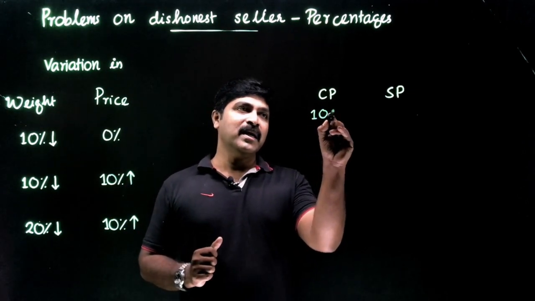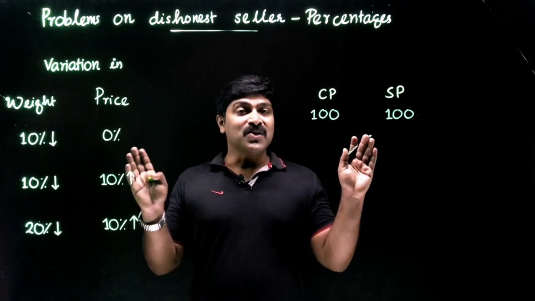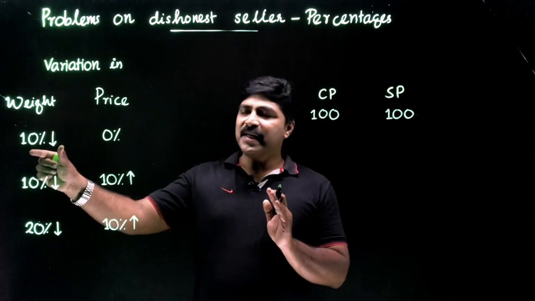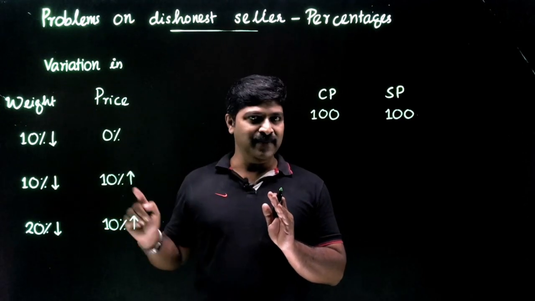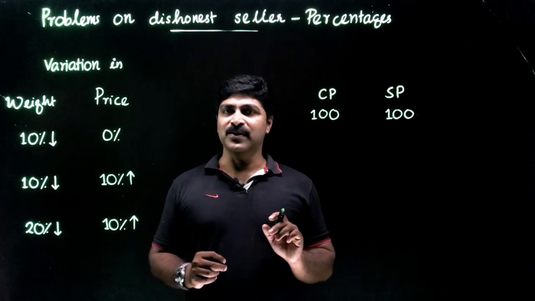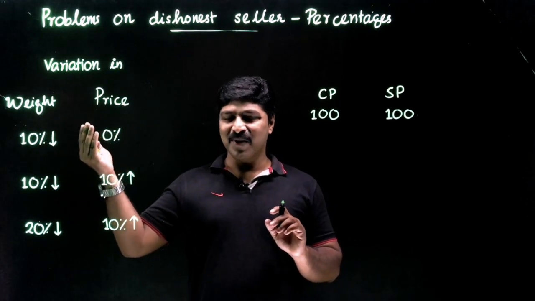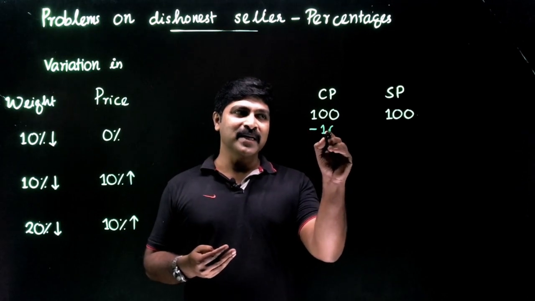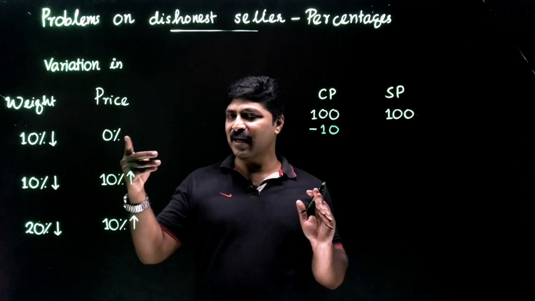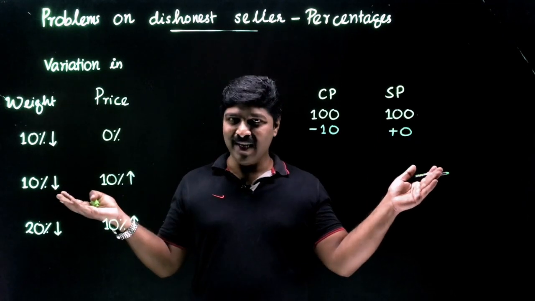Suppose we consider the initial cost price as 100 and the selling price as 100. This is the starting assumption. Then, the variation applicable to weight, you enter as a variation in the column of cost price. For example, here the weight is decreased by 10%, so you simply subtract 10 from 100. And on the right side, the variation in price: he didn't make any variation here, therefore 0 means no change.